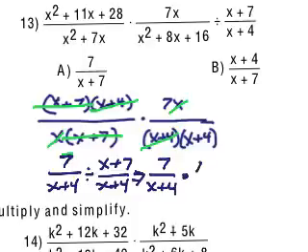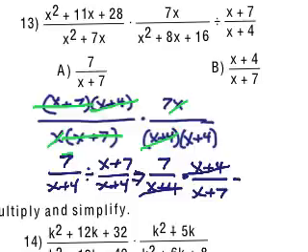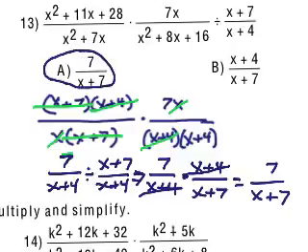Okay, and then we'll reinvert that. We have x plus 4 divided by x plus 7. Okay, so now we can cross cancel the x plus 4's. And that gives us 7 divided by x plus 7, which is A. As it turns out, it's right there in front of us.